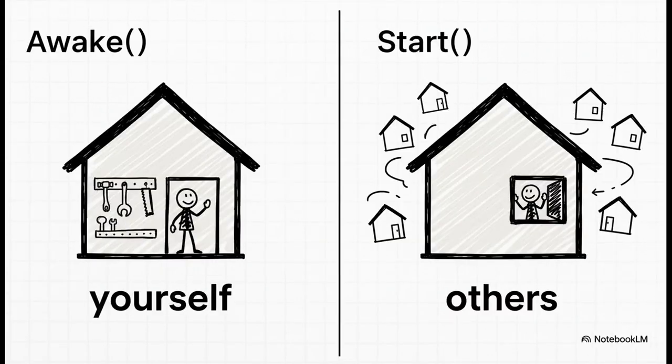Now, if you only remember one thing about initialization, let it be this. It's a super simple way to think about it. Awake is for getting your own house in order. It's for finding your own components, setting up your own variables. Start is for talking to your neighbors. You use it to interact with other objects, because you're guaranteed that by the time Start runs, all of them have already finished their own Awake prep work.